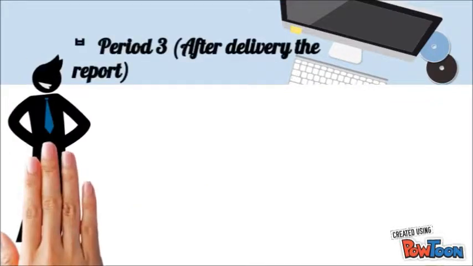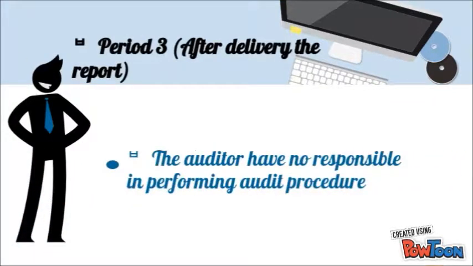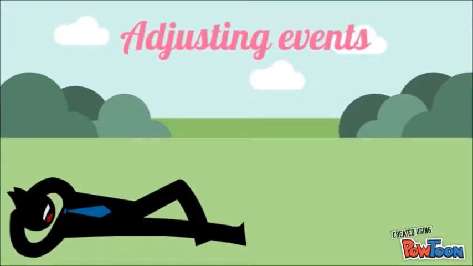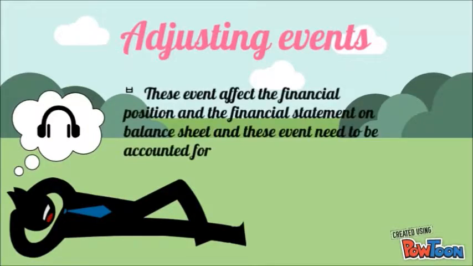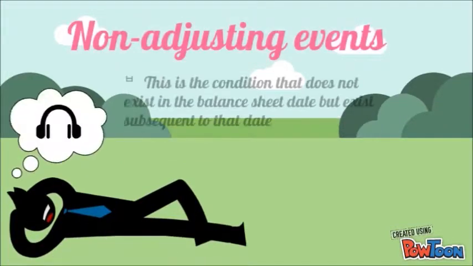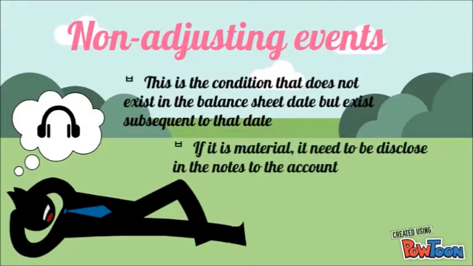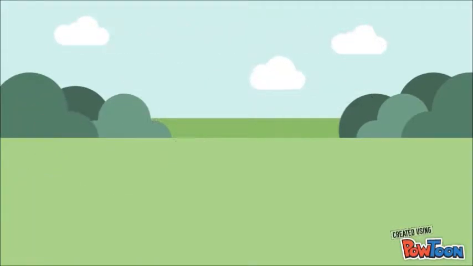Period 3 is after delivery of the report. The auditor has no responsibility in performing audit procedures. Subsequent events. Adjusting events. These events affect the financial position and the financial statement on the balance sheet, and these events need to be accounted for. Non-adjusting events. This is a condition that does not exist at the balance sheet date but exists subsequent to that date. If it is material, it needs to be disclosed in the notes to the accounts.